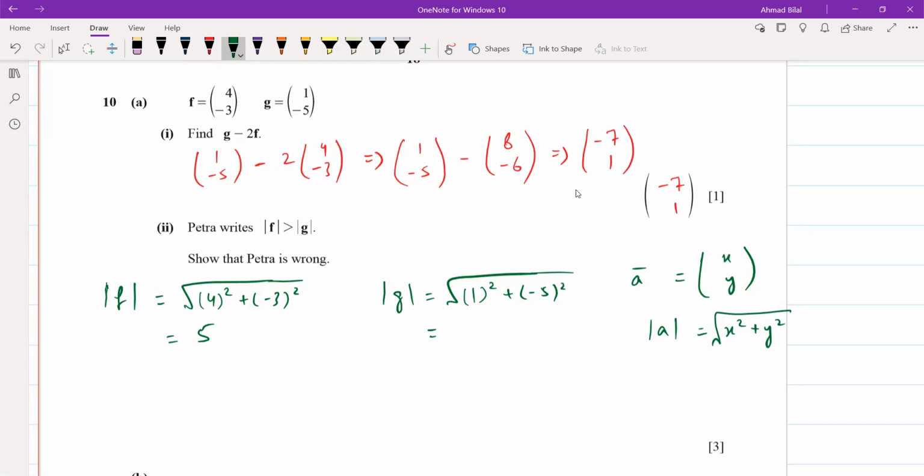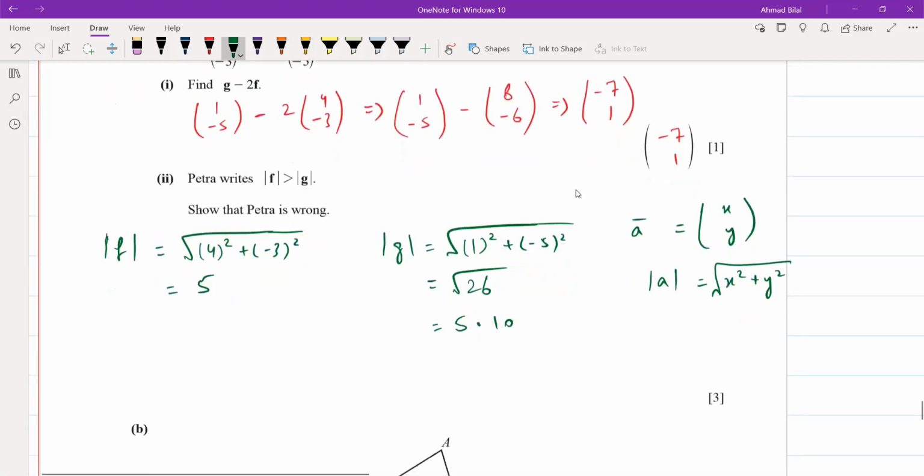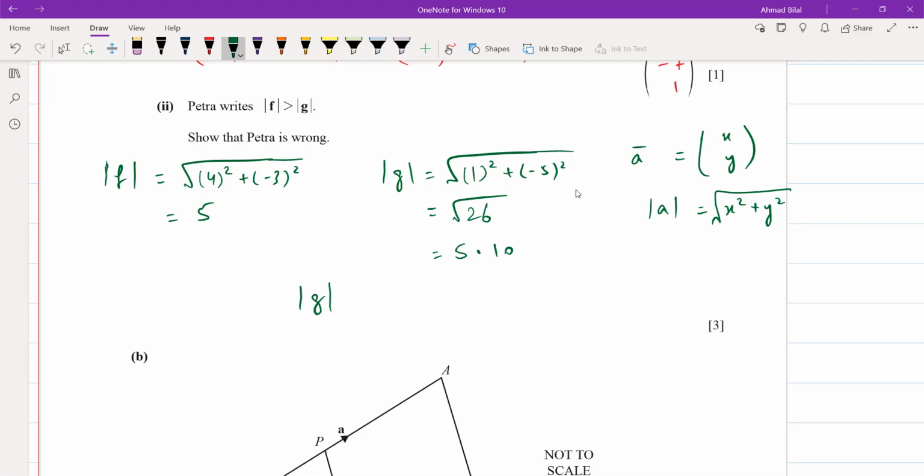Okay, so this turns out to be square root of 26, जो आपके पास होता है 5 point something, right? देखने क्या आता है, square root 26, that's 5.10. ठीक है, आपको पता चल गया modulus of g is basically greater than modulus of f, so that's why Petra was actually wrong. आपका जो magnitude है of f is less than the magnitude of g. It's the other way around. Okay?